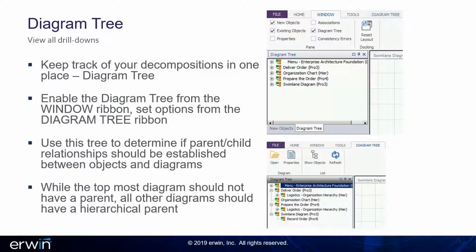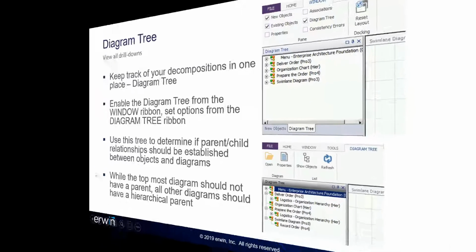One way that we can quickly see which diagrams don't currently have parents is by checking the diagram tree. The diagram tree is something you can enable from the window menu. It's one of the options that you can check off, and you can see if anything is missing. So we'll go ahead and do that and fix any diagrams that currently don't have parents.